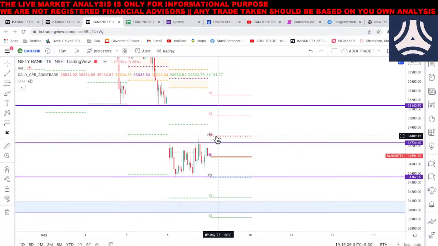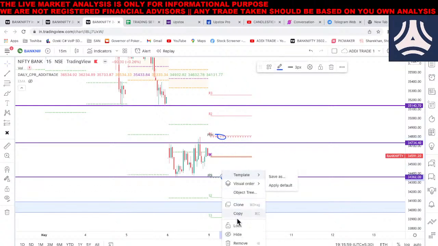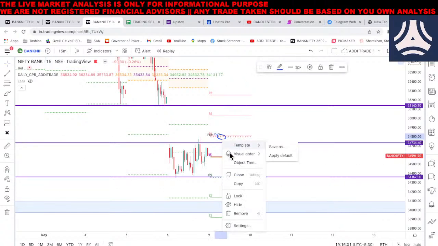See, at R1, previous day high, we have price action resistance. At S1, previous day low, we have price action support. A break of this level will definitely take us to R2. A break of this level will definitely take us to S2. And in case we reverse from here, there's a good chance we might come until this previous day low, the S1. So tomorrow might be a good day for trading is what I'm expecting.